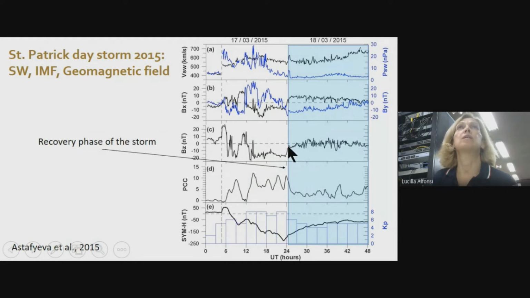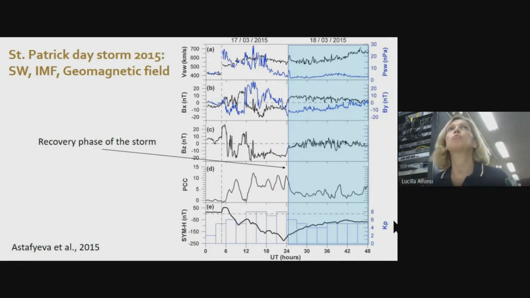So it was this turning of the southward towards 0 and oscillating around 0 nanotesla. And we have this slow but regular recovery phase, so recovery to the quiet condition of the geomagnetic field. So you see from this stack plot how complicated it can be to have a clear picture of what is happening.